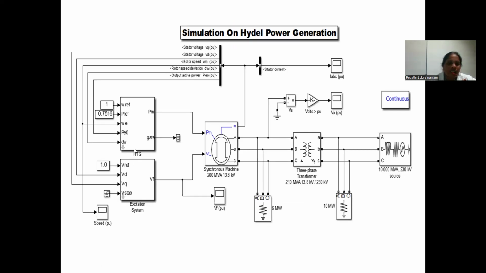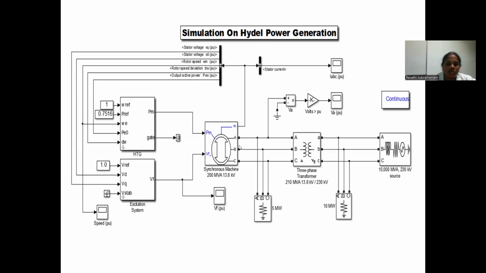Here we can see HTG, that is the hydraulic turbine generator, and this is an excitation system which excites the turbine generator. Here the input will be the reference power, and we will have the initial reference and pre-reference values, and we have the DQ axis voltage reference as the input for the excitation system. The output of the HTG and excitation system is given to the synchronous machine, that is a 200 MVA 13.8 kV synchronous machine.